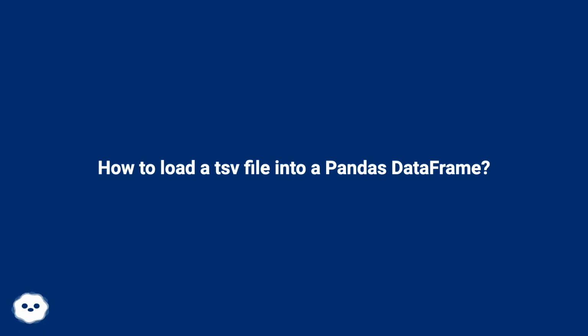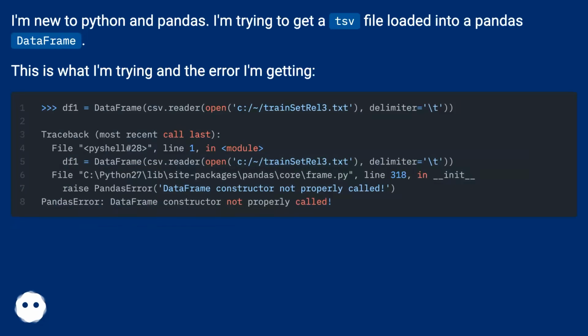How to load a TSV file into a Pandas DataFrame. I'm new to Python and Pandas. I'm trying to get a TSV file loaded into a Pandas DataFrame. This is what I'm trying and the error I'm getting.